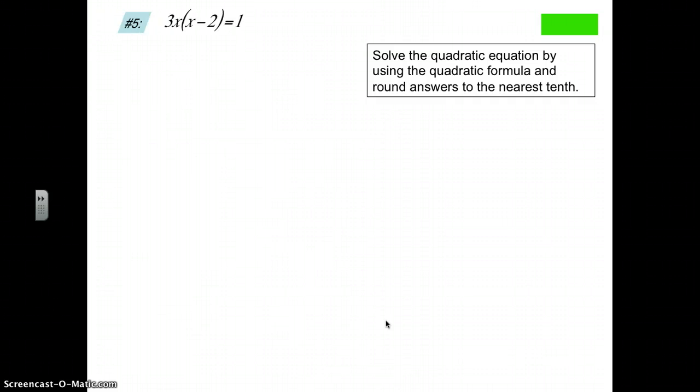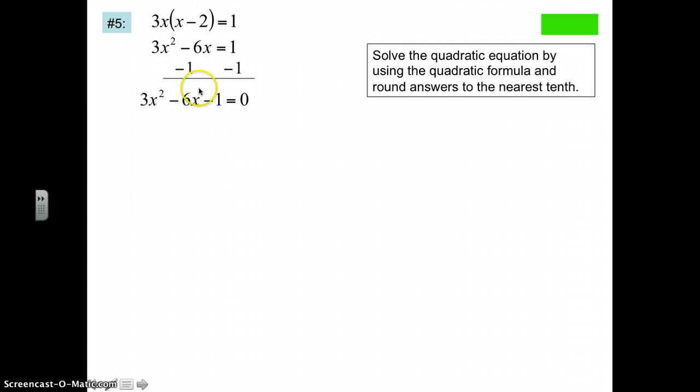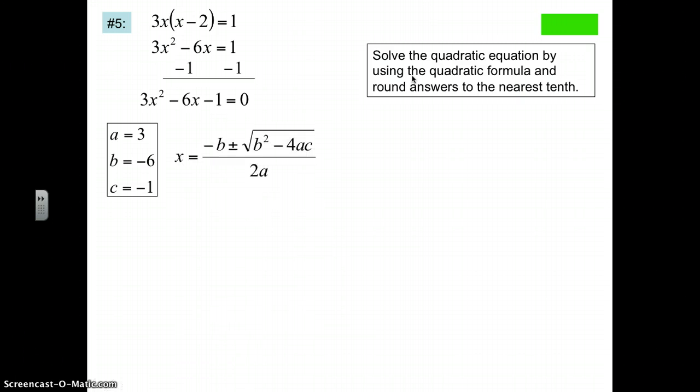I think there's one more. 5. Solve the quadratic equation and round it to the nearest tenth. Now I need to distribute first, but it's still not equal to 0. So I'm going to minus 1 on both sides. Now my quadratic is equal to 0. I can tell my a, my b, and my c. Quadratic formula. Substitute my values.